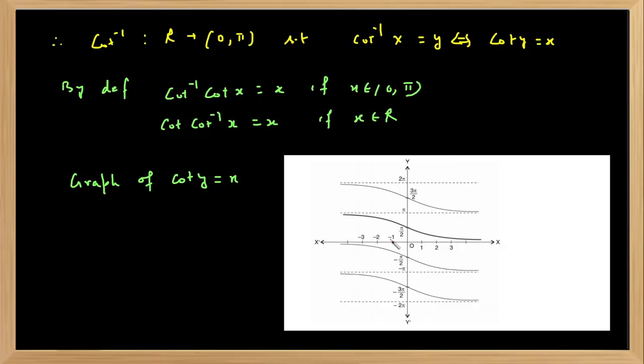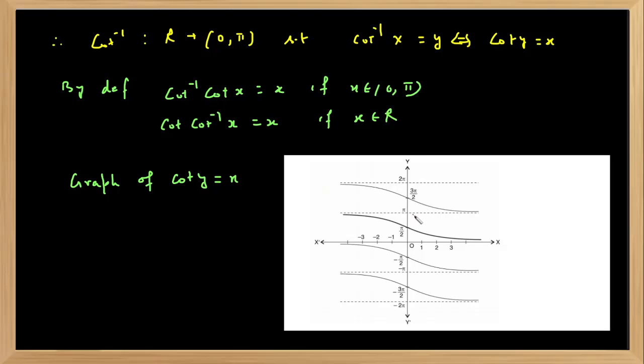In the principal value branch, cot 3 pi by 4 will be just above this here. Cot 3 pi by 4 is minus 1, so cot inverse minus 1 is 3 pi by 4. So we'll get this graph, and in other branches we'll get this graph. From 0 to pi, this is the graph of cot inverse x.